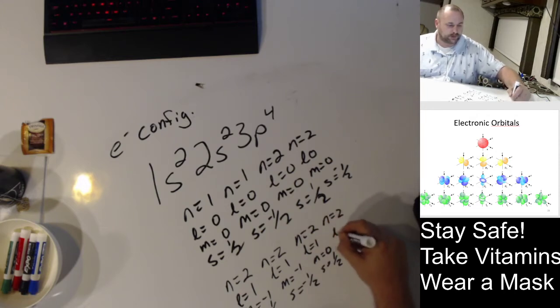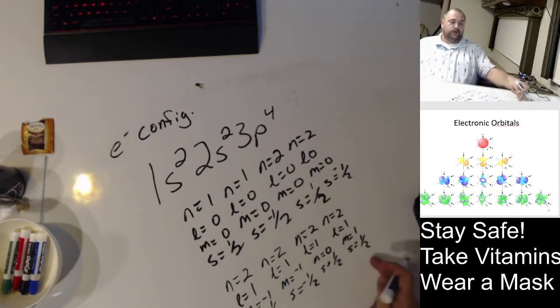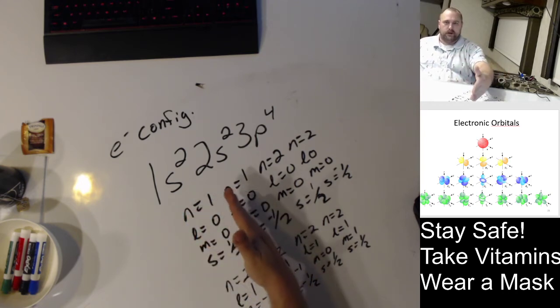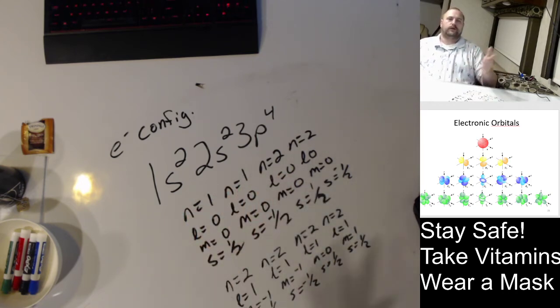N equal to 2, L equal to 1, M equal to positive 1, S equals 1/2. You'll notice I didn't go in maybe the order you expected. Some other stuff comes in. But whoa, this is a lot of data. This is telling me here's one electron and it's here. Here's another electron. It's here. So what is this telling me?